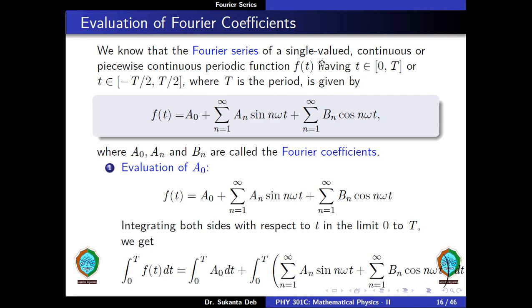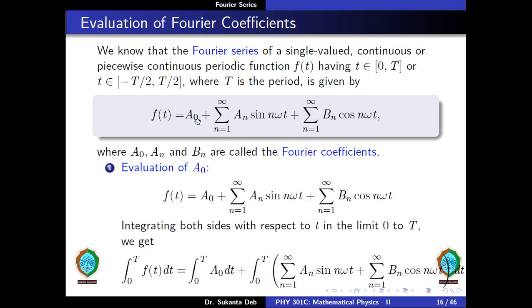So we know that the Fourier series of a single valued continuous or piecewise continuous periodic function f of t, having t in the range 0 to capital T or t in the range minus T by 2 to plus T by 2, where T is the period, is given by f of t is equal to a0 plus summation over n is equal to 1 to infinity an sine of n omega t plus summation over n is equal to 1 to infinity bn cos of n omega t, where a0, an and bn are called the Fourier coefficients.